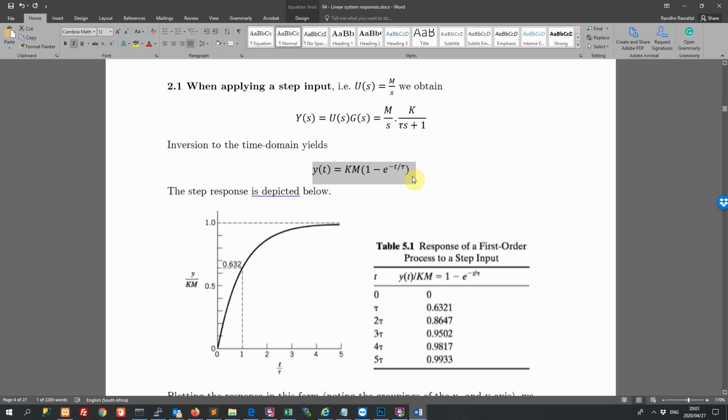And in fact, this is quite common, or I'm not sure how to say it. It's almost a canon, right? It's quite well documented, the response of first order systems, right?